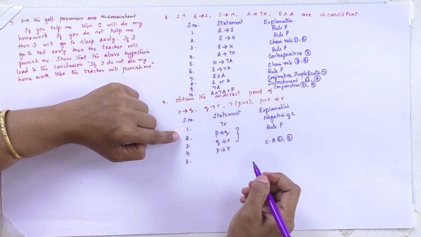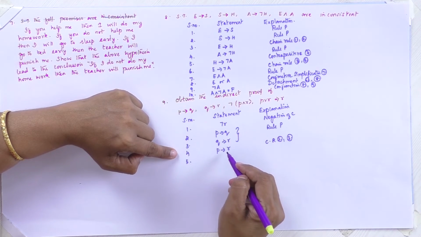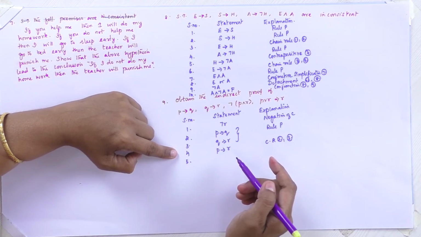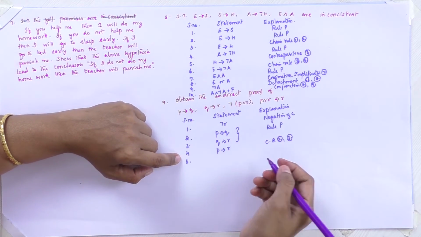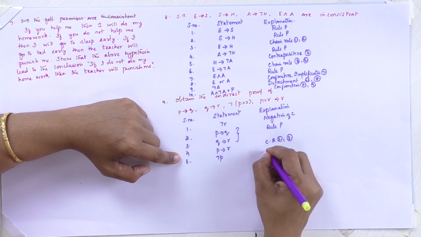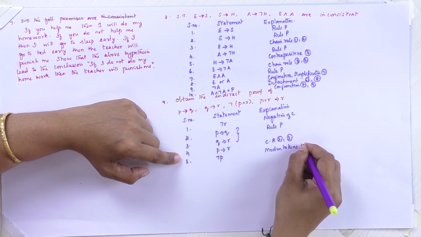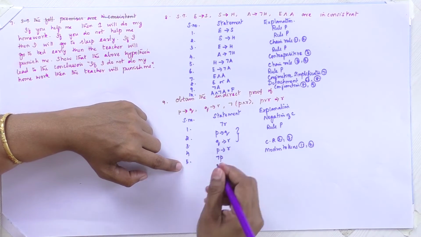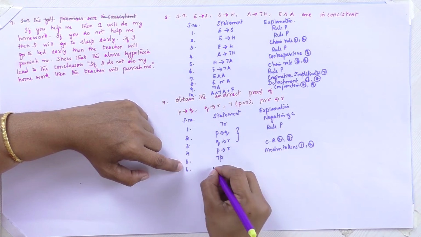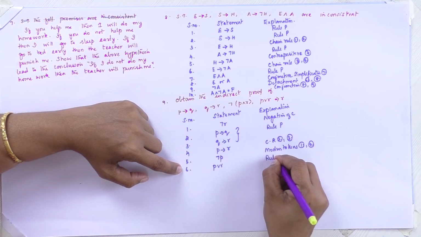And next I have negation R and then I have P conditional R. Which law can I apply? Yes, that's right. You can apply modus tollens and you get negation P. So modus tollens on 1 and 4, you get negation P. And next, we can take the last one, that is P or R, rule P.